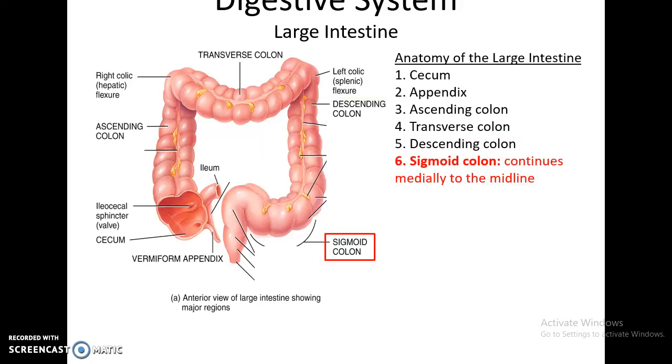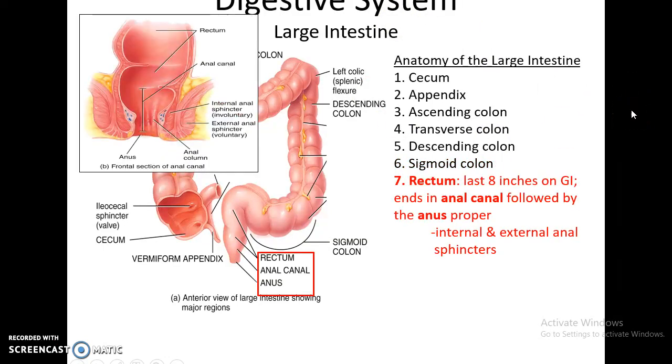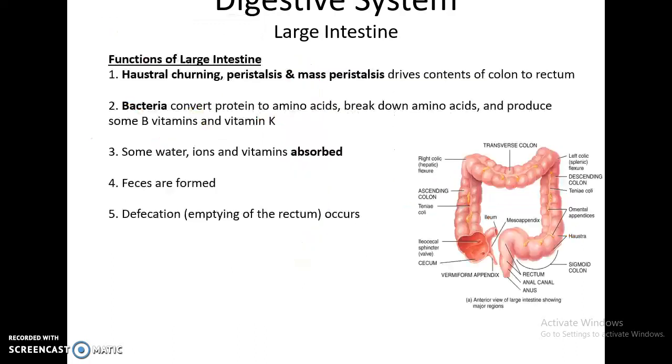Then it'll be this sort of S-shaped or curved structure called the sigmoid colon, which basically ends up going toward the midline and then dipping down into the pelvic cavity, where we have the rectum, which is about the last 8 inches of the gastrointestinal tract. It ends in the anal canal. That is then followed by the anus proper. And the anus has two anal sphincters, an internal anal sphincter and an external anal sphincter.